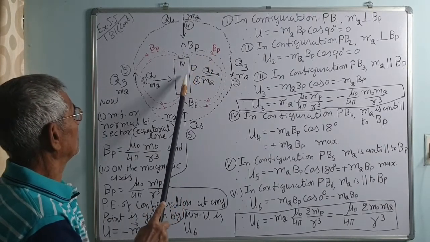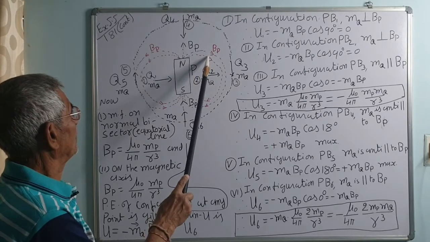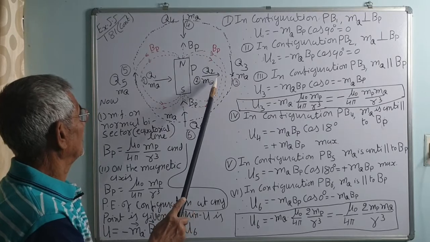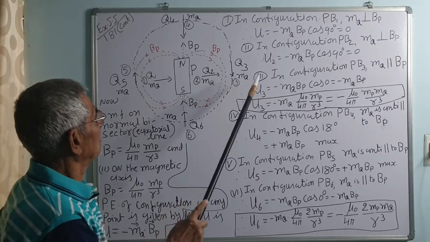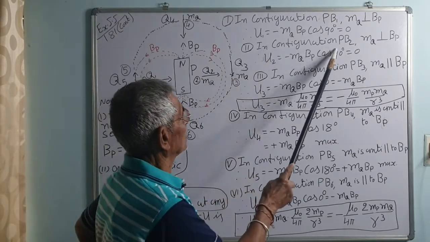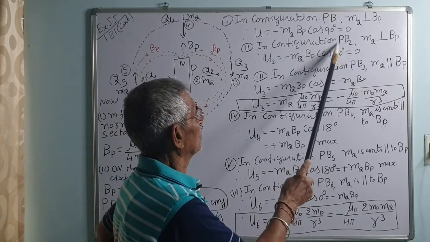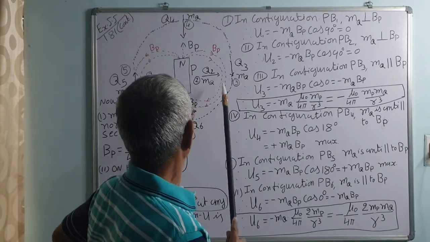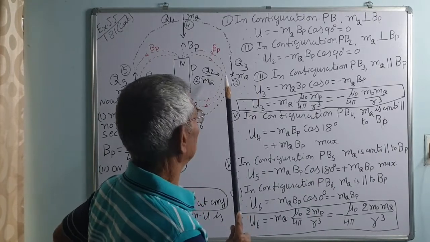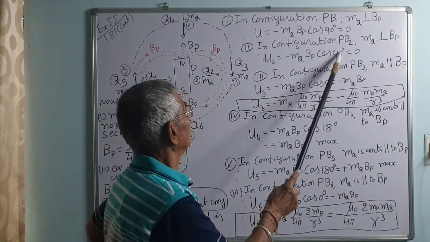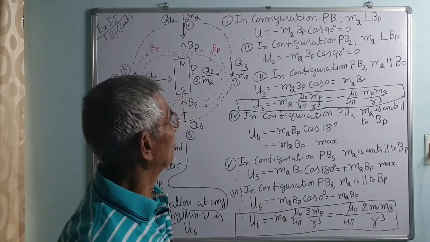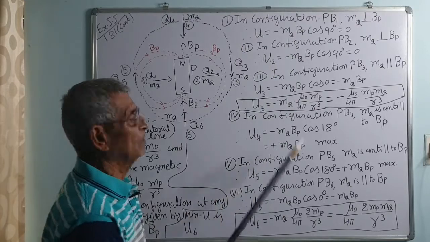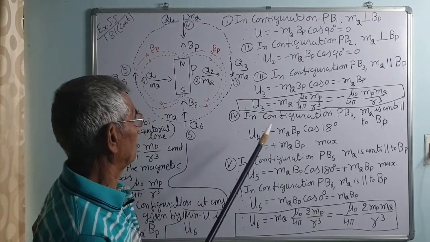Dipole, that is this one, the dipole of needle P. So this is the direction, and this is also a right angle. So in the second case, the configuration PB2, MQ is also perpendicular to BP, that is U = -MQ BP cos 90, and that is equal to 0. So this system is not in equilibrium because it is 0.